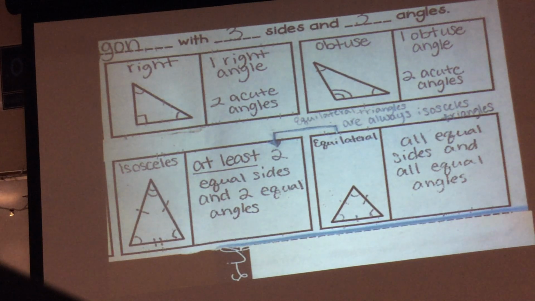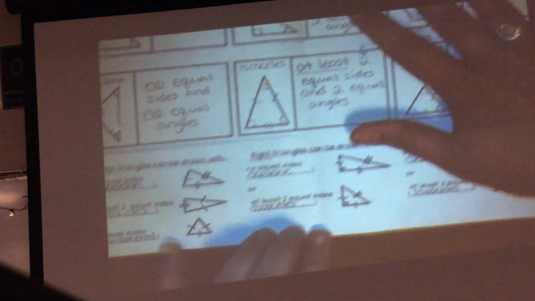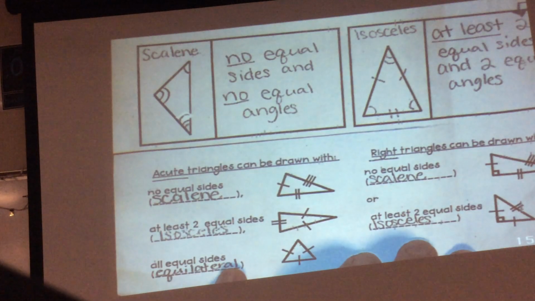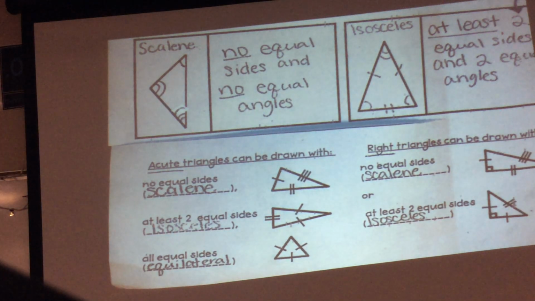You already put the sides and angles together. Acute triangles. So you can have a scalene, isosceles, or equilateral. So acute triangles can be drawn with a scalene type. So that means no sides would be equal, right? Yes. You can have an isosceles acute because you would have at least 2 equal sides. Or you can have an equilateral acute triangle because all your sides are equal.